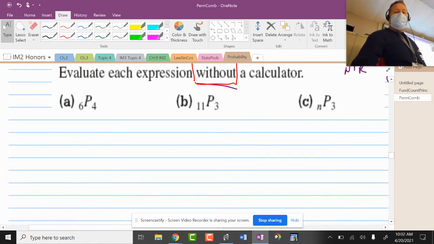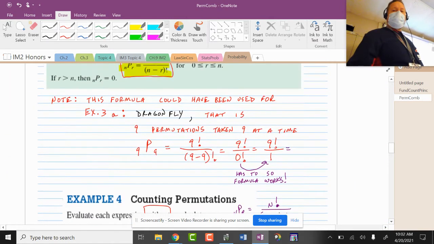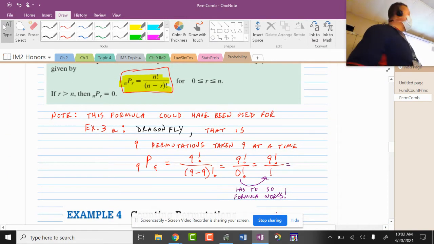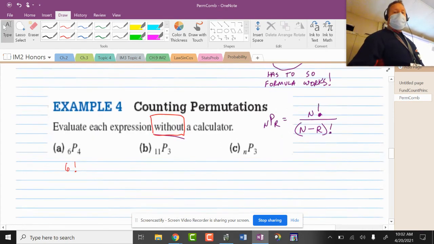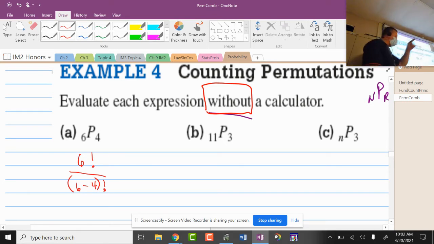Okay? So 6P4 on a test, you're going to have to tell me that that's 6 factorial over 6 minus 4 factorial. I will expect to see this on your worksheet, because this exercise is so that you know what a permutation is, instead of being a button pusher and then copying the answer onto your page. So that's why.